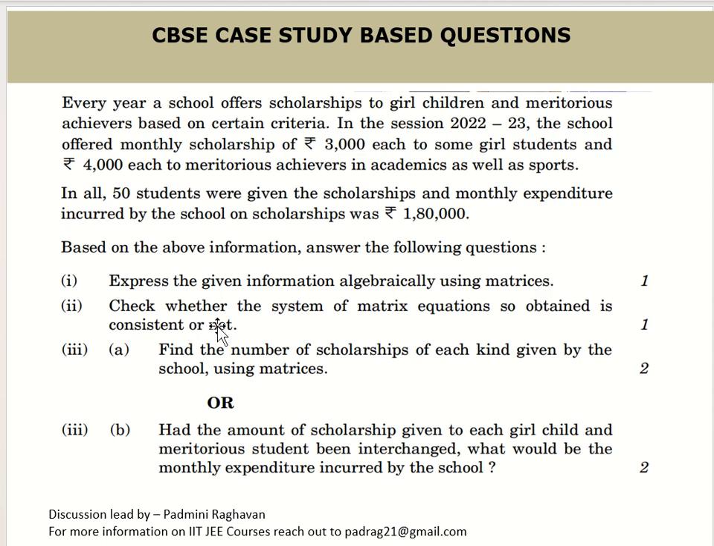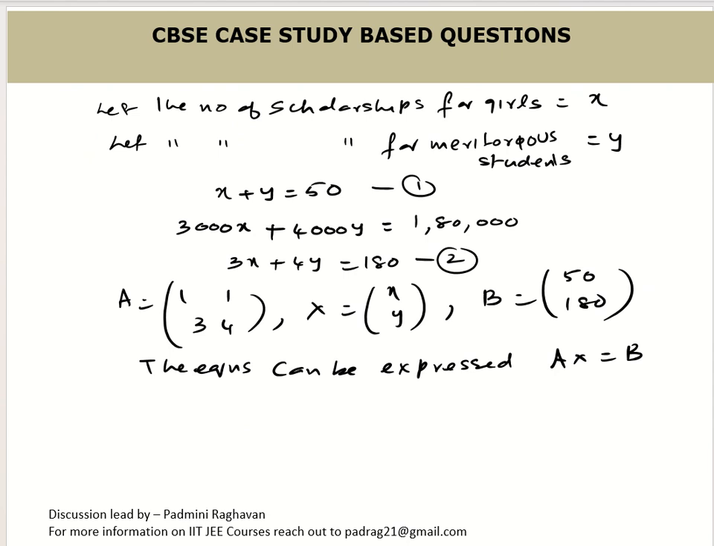The second question is, check whether the system of equations obtained are consistent or not. This is the answer for subdivision A. Subdivision B is, check if they are consistent. So let us check determinant A. Determinant A is [1, 1; 3, 4], which is nothing but 4 minus 3, which is equal to 1, not equal to 0. So A inverse exists. So the system is consistent.